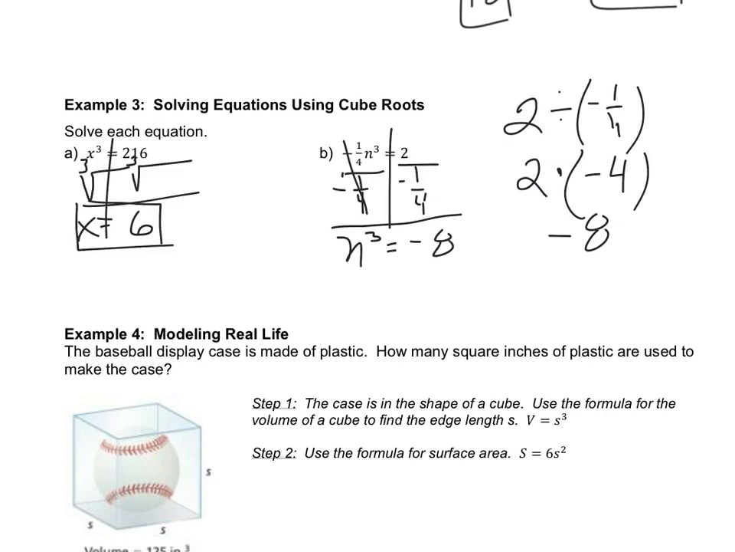So this is now still not just n, so I still have to take the cube root. But when I take the cube root, negative 8, that's a perfect cube. Negative 2 times negative 2 is 4, times 1 more negative 2 is negative 8.